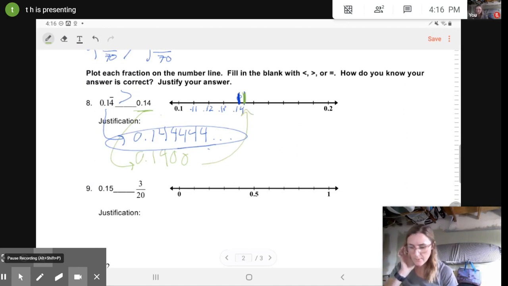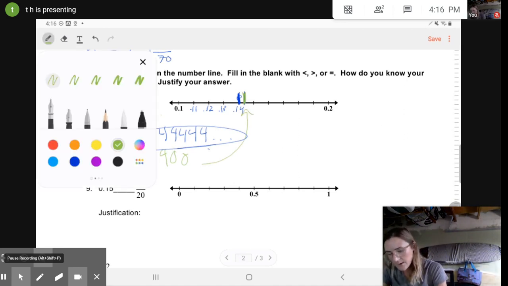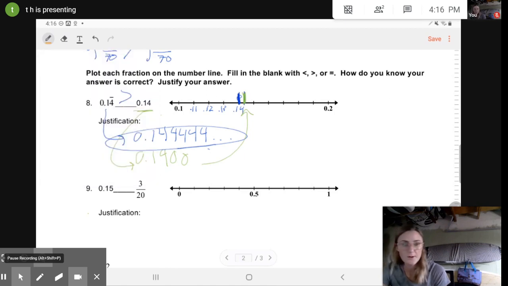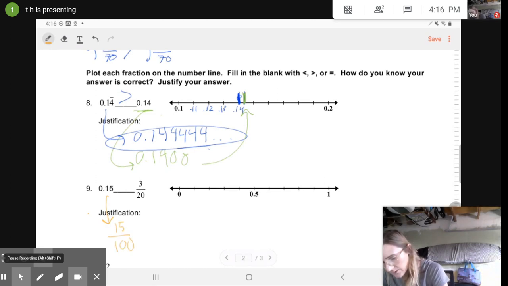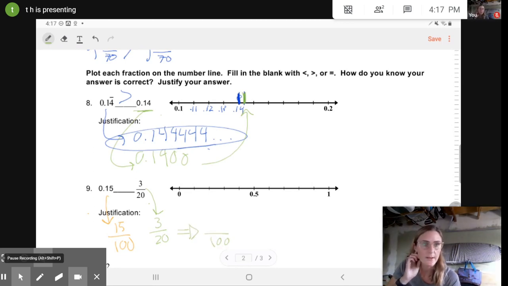All right, this next one, 0.15 and 3/20. Well, I want to make these look the same so that I can figure out which one's larger. So 0.15, I'm going to rewrite this as 15 over 100. 3/20, I'm going to start with 3 over 20. But I want to make my denominator look like 100. So in order to make my 20 look like 100, I have to multiply by 5, which means on the top I also have to multiply by 5. And I also get 3 times 5 is 15 over 100. So for here, I just write an equal sign.